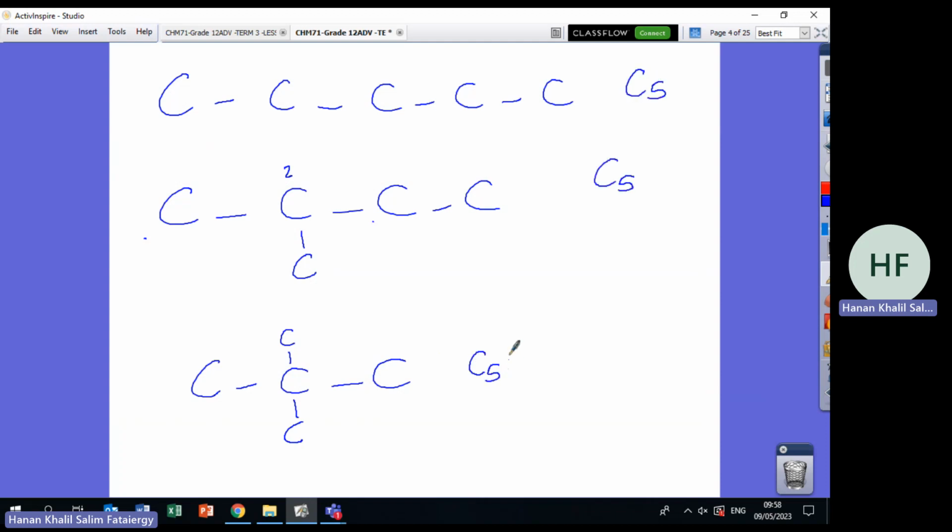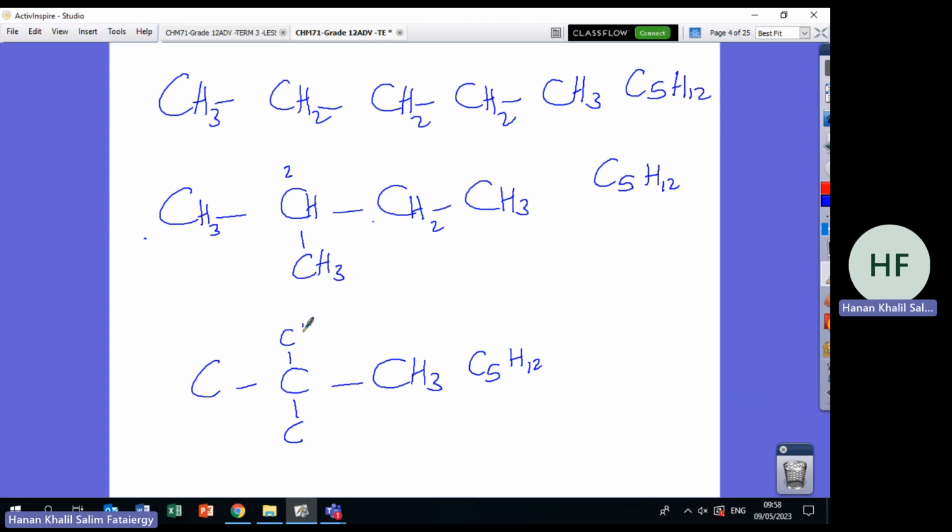Now try to complete the H's and see if they have 12 H's each. This one will be 3, 2, 2, 2, 3. Count and you will find that all of them have 12 H's. So these compounds are said to be isomers. Why do we call them isomers? Because they have the same molecular formula but different structures.